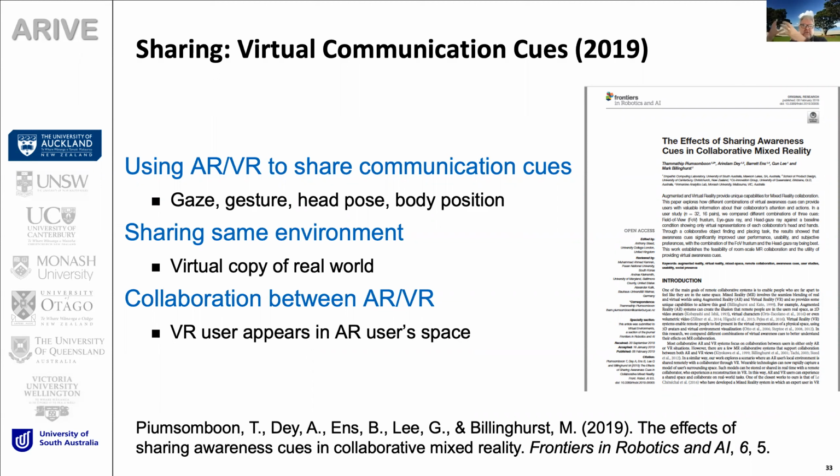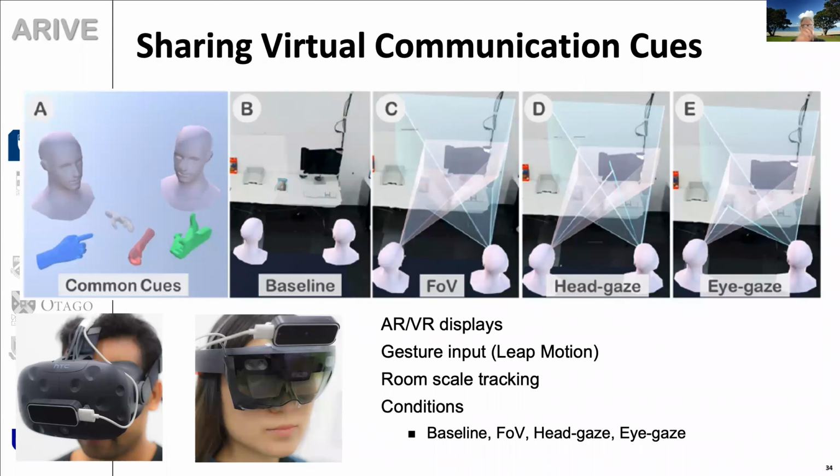So the VR person feels like they're standing in the same environment because they're in a virtual copy of the real world. And when the AR person looks around, they can see a virtual person standing beside them to help them with this task. But we're really interested in what we could do in terms of sharing communication cues, things like gaze and gesture and head pose and body position. So this is some of the communication cues we used. You can see on the bottom HoloLens AR display and HTC Vive. Both of them had Leap Motions on them for gesture tracking. And then the people were represented as these kind of very crude avatars with two hands.